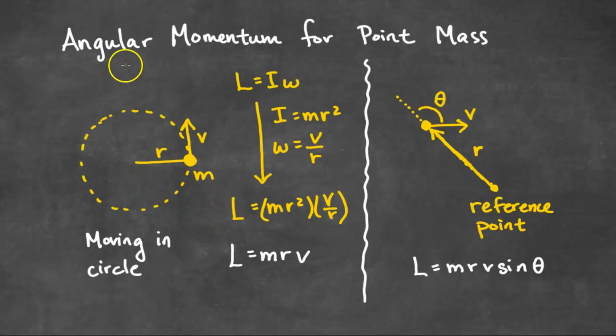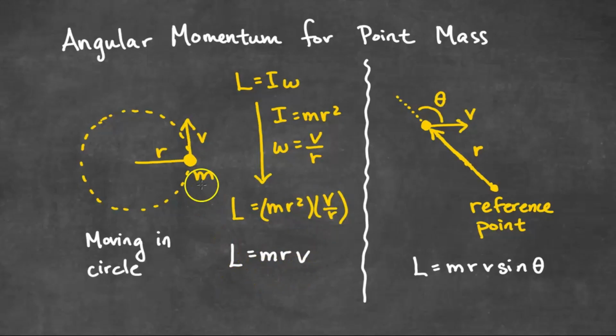Now we're going to take a look at the angular momentum for a point mass. Previously, we looked at an object rotating, but an object moving in a circle can also have angular momentum. To calculate the angular momentum of a point mass, we start with L is equal to I omega. I is the rotational inertia. The rotational inertia for a point mass is mr squared. Angular velocity, omega, is equal to v over r. If we substitute the I and the omega, we get L is equal to mr squared times v over r. One of the r's will cancel out, and that will leave us with L equals mrv.